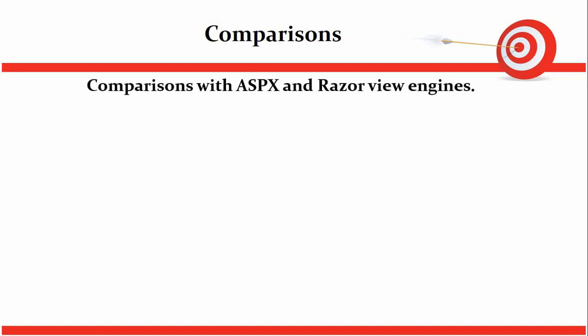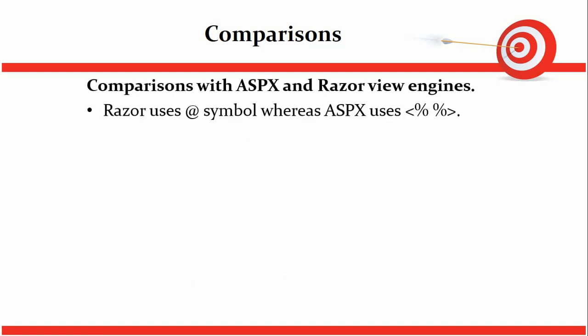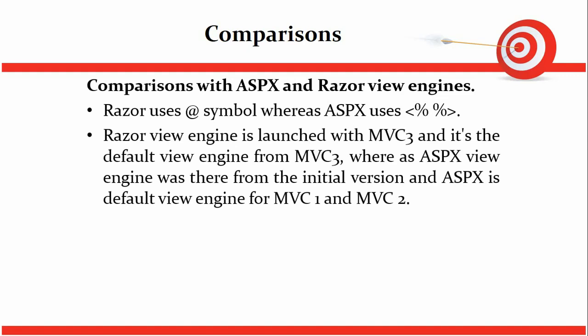Why we need ASPX and where we need Razor. Razor uses the @ symbol. ASPX uses less than %, % greater than. This is something which we had already discussed. Razor uses the @ symbol. ASPX, what we had written, uses less than %, % greater than. The Razor view engine was launched with MVC 3, and it is the default view engine from MVC 3 onwards.